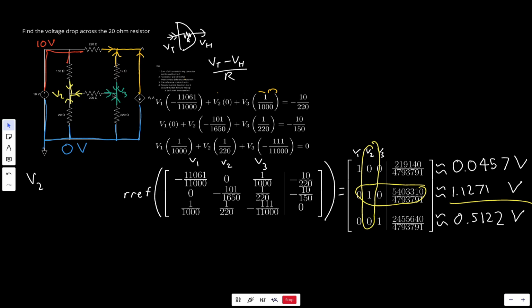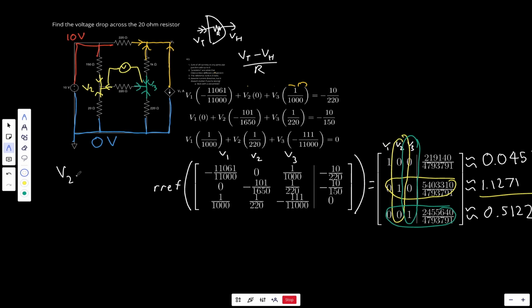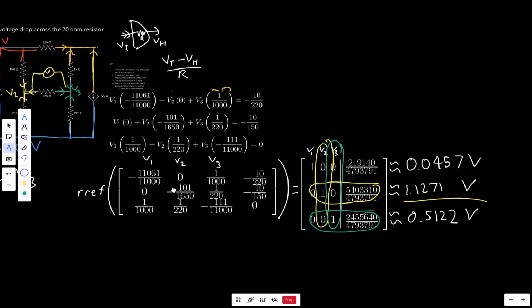Let's say that instead of finding the voltage drop across this resistor, how do we find the voltage drop across this resistor instead? If we were to stick a voltmeter over here, what would that read? That's the question I'm trying to ask. And again, that's pretty trivial. All we need to do is look at the third column, and now the third row, and now we know V3 and we know V2, and we're essentially asking what's the difference between V2 and V3. That's our answer.